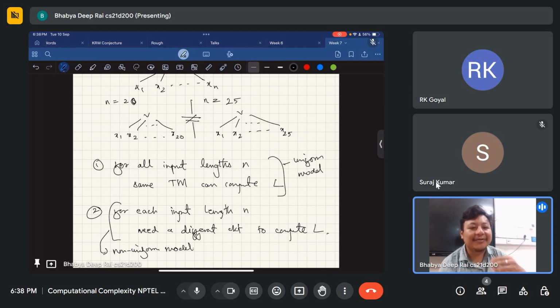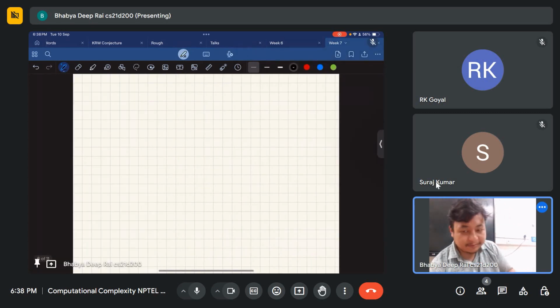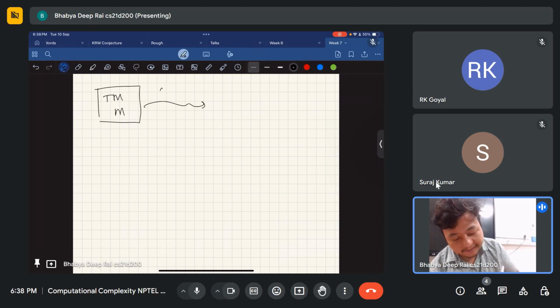Circuits are a universal model of computation because for every Turing machine there is a corresponding circuit. Circuits are as powerful as Turing machines in the following sense: I have a Turing machine M. I use the Cook-Levin reduction and get a circuit C.